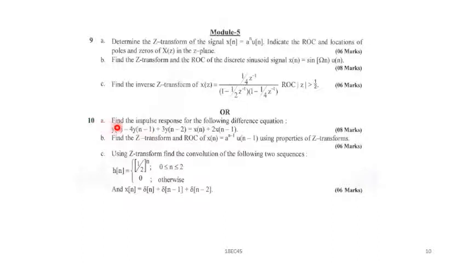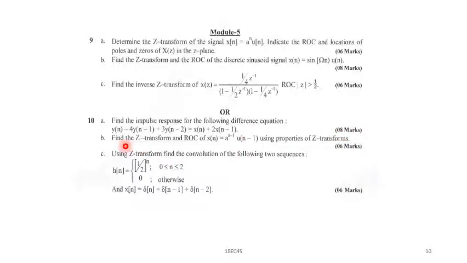The second question here: find the impulse response for the following difference equation, y of n minus 4 into y of n minus 1 plus 3 into y of n minus 2 is equal to x of n plus 2 into x of n minus 1. The difference equation is given and you have to find the impulse response. To find the impulse response, first you find the transfer function, then you find the impulse response. So this is for 8 marks.